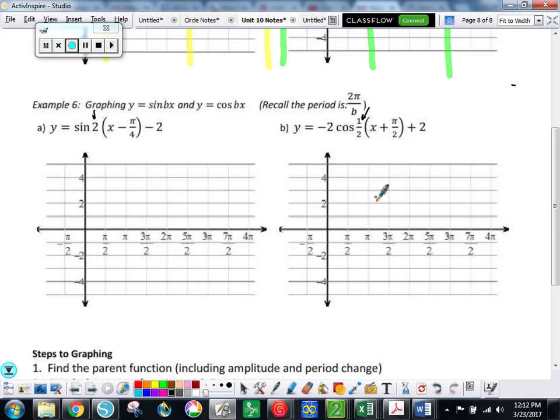All right, so what's changed here? The first step is to mark the midline. So the midline has gone where? Down 2. Now I need to know where the first phase starts. Normally it starts at 0, but that negative pi force moves the starting spot 1 to the right. So then we'll mark our starting spot.